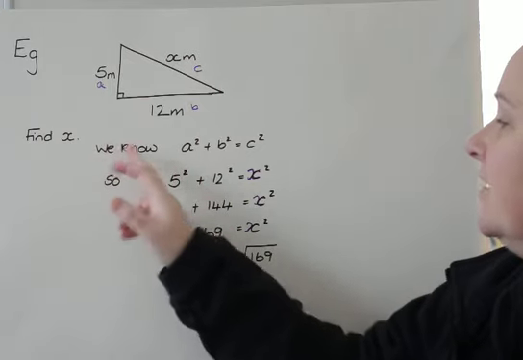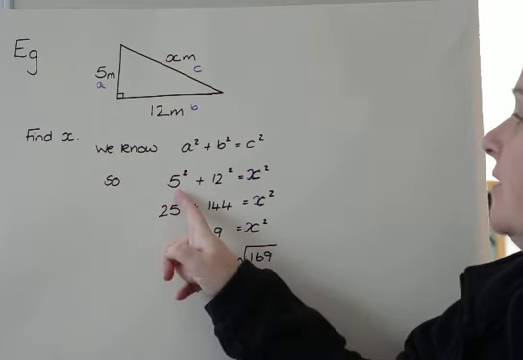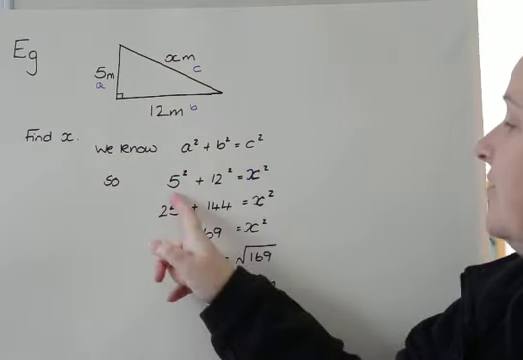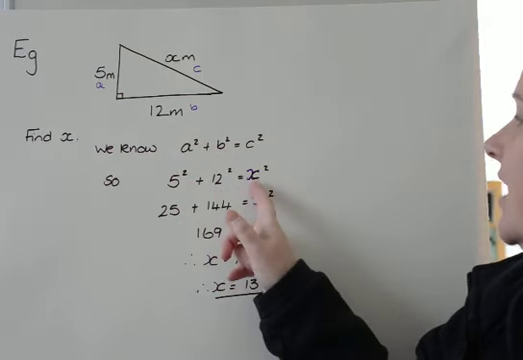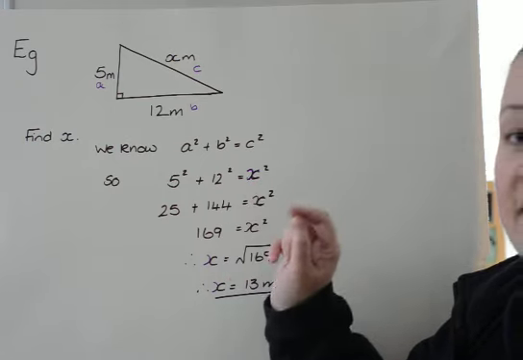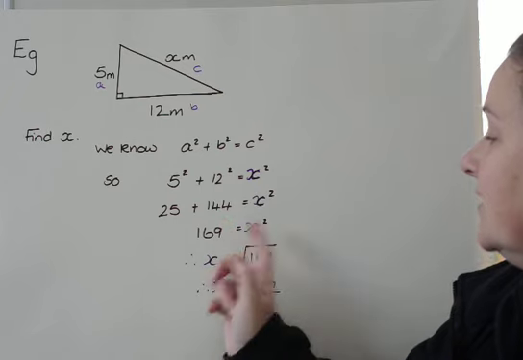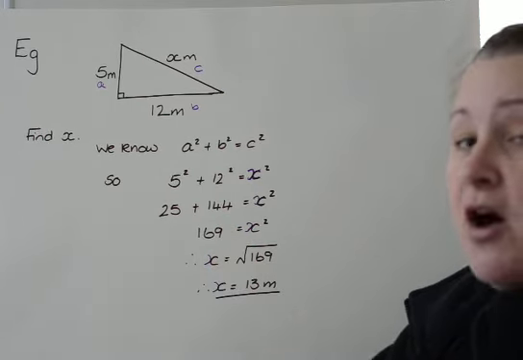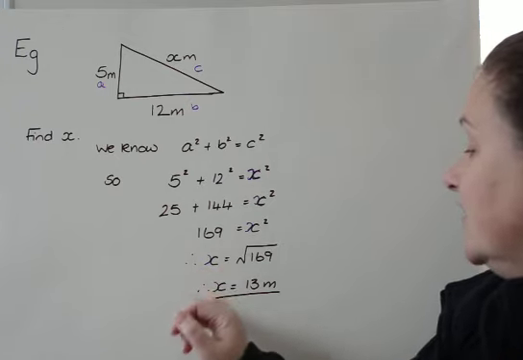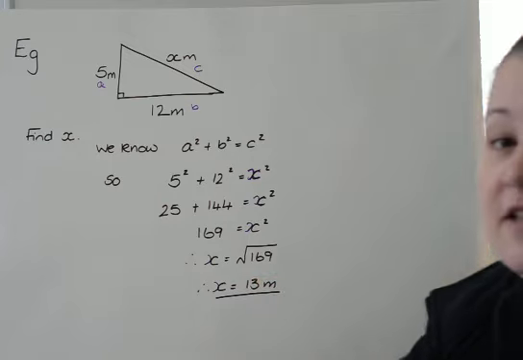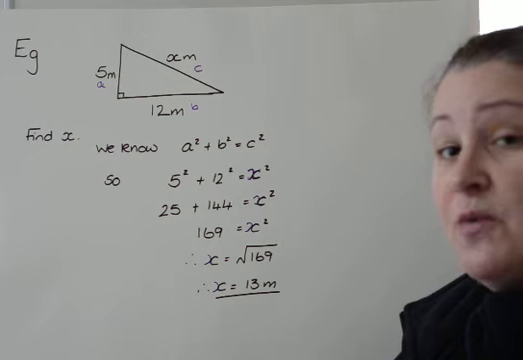So, find x. We know that A squared plus B squared is C squared. So substitute it in. Well, A is 5, so we're going to put in 5 squared. B is 12, so I'm going to put in 12 squared, and C is x, so I can make that x squared. So 25 plus 144 is x squared, so x squared is 169. Remember, I have to now take the square root of that, so it's square root of 169, so x is 13. Okay, it's 13 metres, don't forget it is actually a length of the side of a triangle, so it will have a unit.